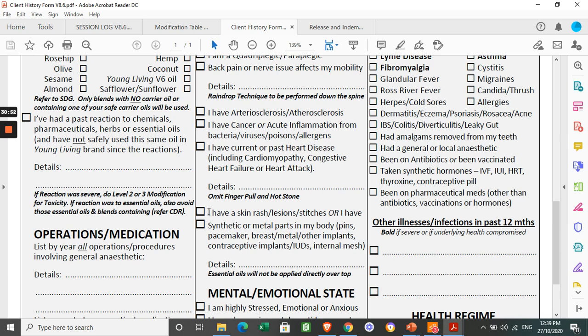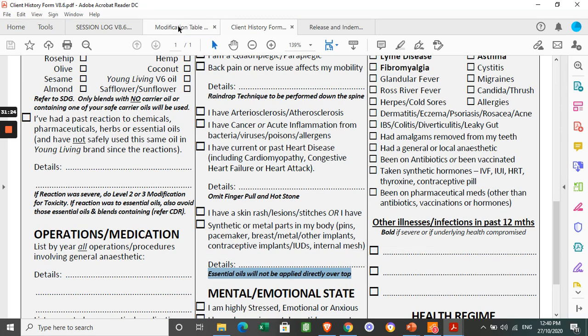Okay, now I have a skin rash, lesions, stitches, or I have synthetic or metal parts in my body, like pins, pacemaker, breast or other metal implants, contraceptive implants, IUDs, and internal mesh. We just want the details there of what it is. In some situations it might be breast implants, it could be a pacemaker. Our modification, if that is the case, is we would write what it is.